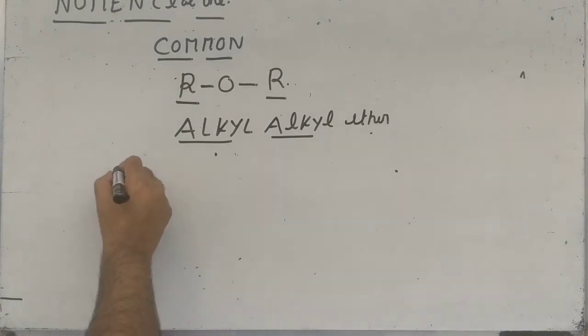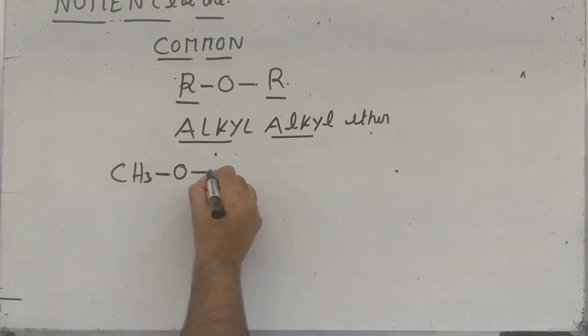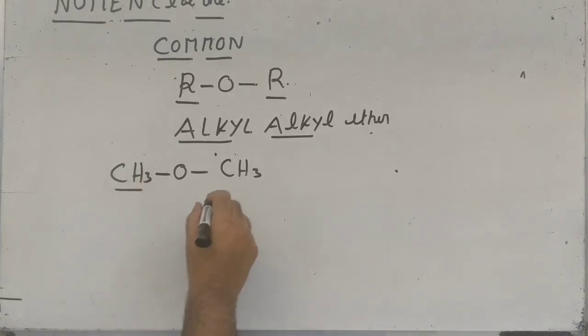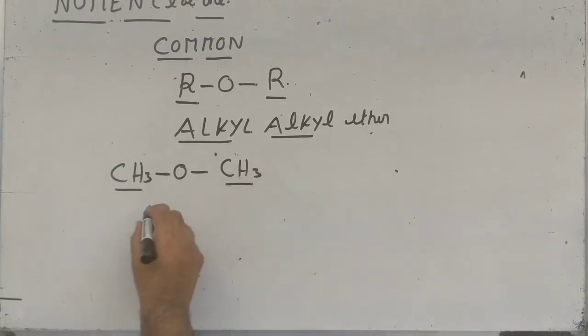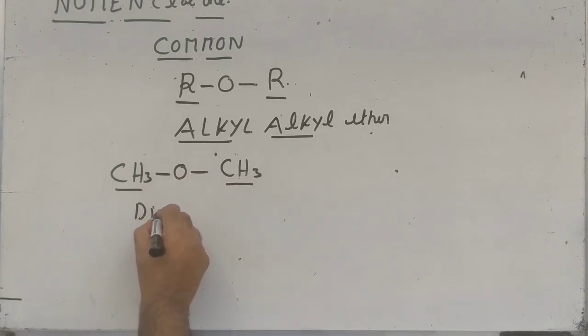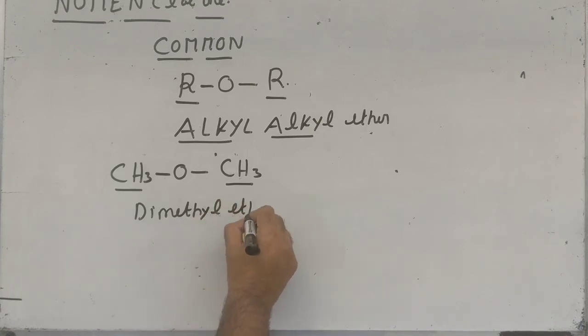The first example, we have CH3 O CH3. What will be the common name? Which alkyl group is this? Methyl. This is also methyl. So the name will be methyl ether, or we can call it dimethyl ether. The common name is dimethyl ether.